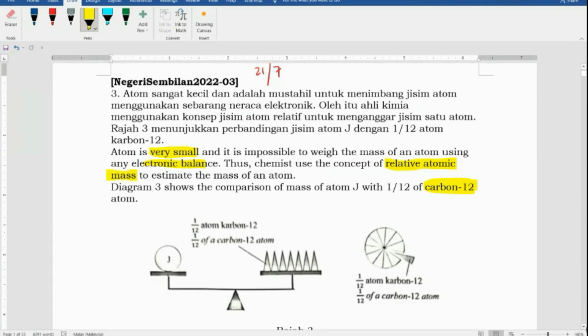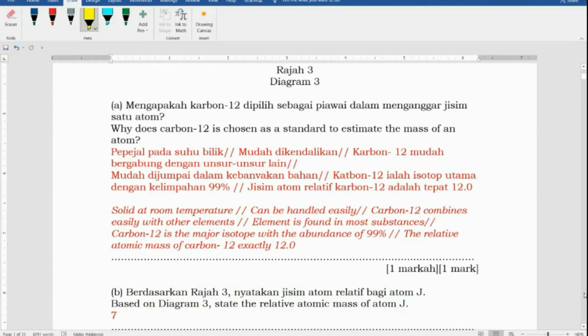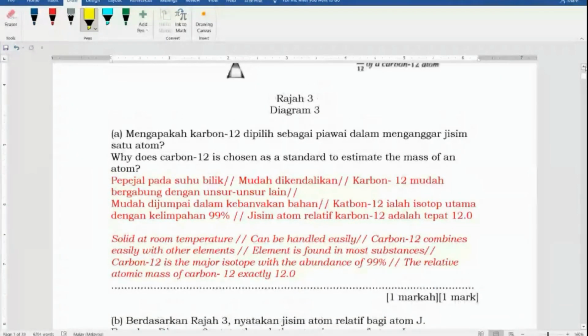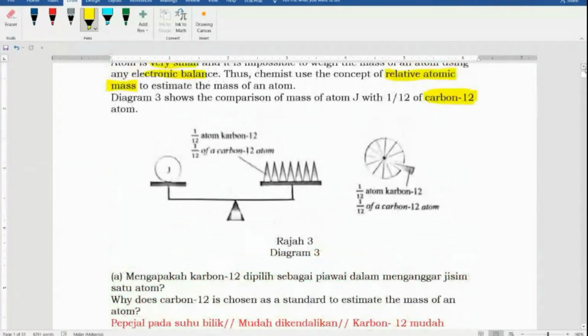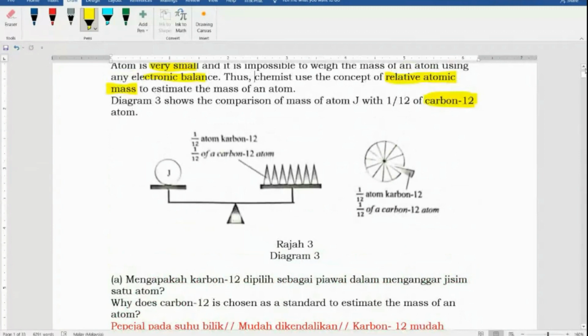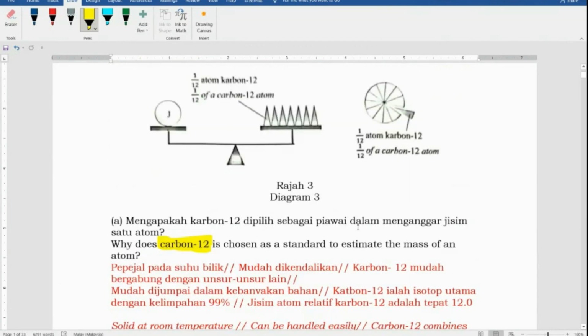Okay, so now the first question. Why is carbon 12 chosen as a standard? Kenapa kita pilih carbon 12? If this question is asked, what should you answer? There are several reasons actually, so you just remember 1 or 2, enough already.